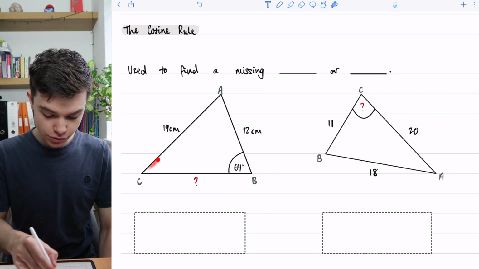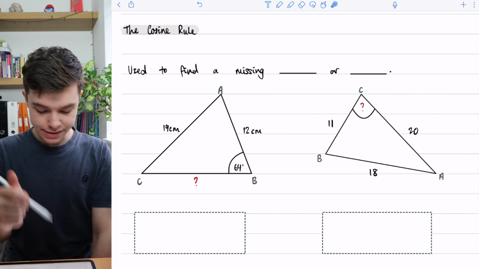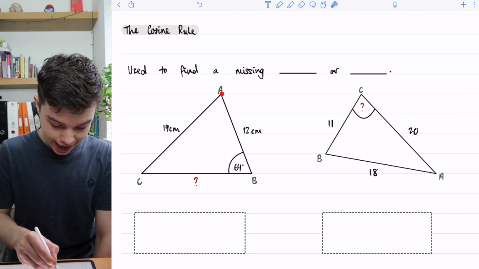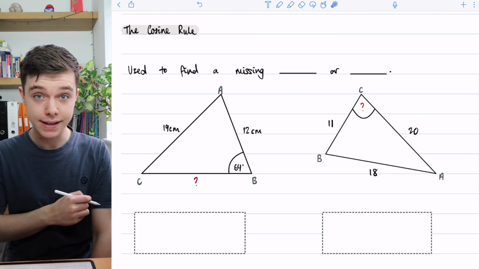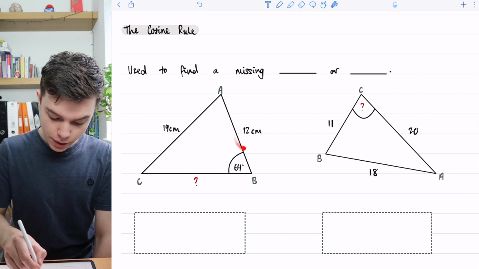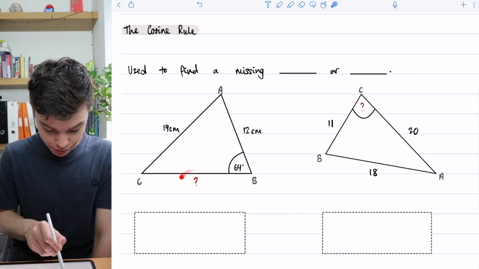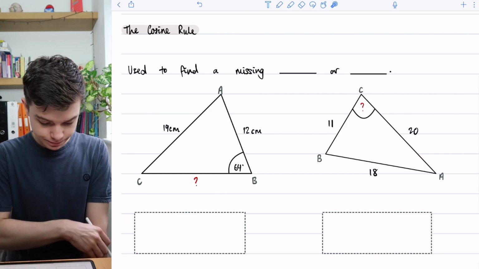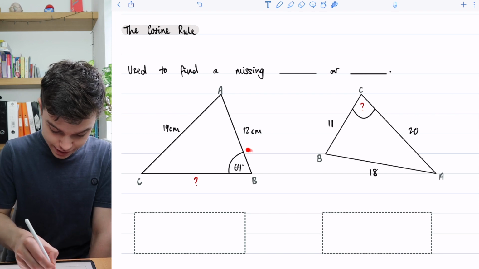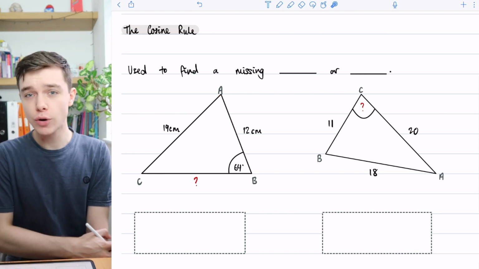So we have two sides that we know. We've got AC here, and that's how we read a side: we start off with one point and we finish with the other. This is the side AC, that's 19 centimetres. And then this side here, AB, is 12 centimetres. And we don't know the side BC, we've got a question mark there. We've got angle ABC, this angle here, which is 64 degrees.